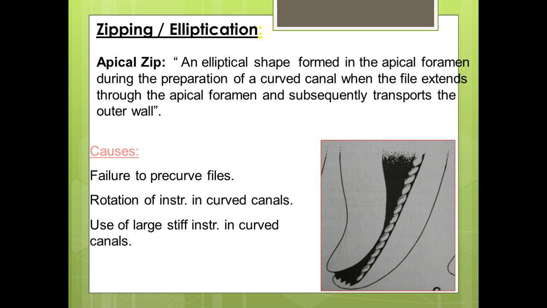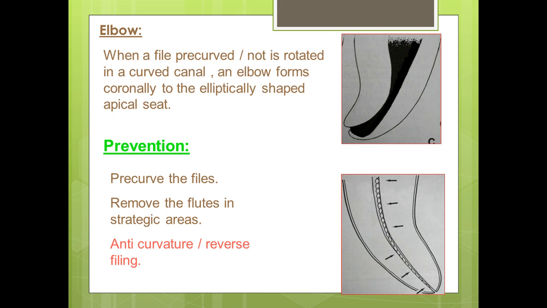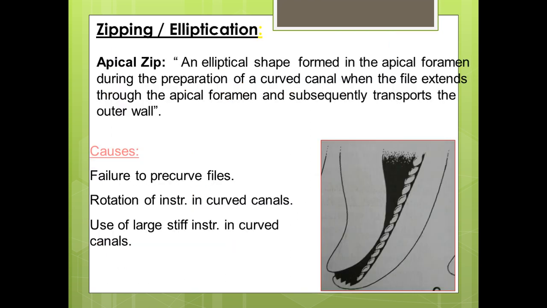So in zipping, the apical foramen tends to become teardrop shaped. See here, teardrop shaped or elliptical. It is transported from the curvature of the canal. It has been transported toward the outer wall of the dentin. So zipping can be prevented by using pre-curved files for the curved canals, using an incremental filing technique, using flexible files, and overcurving the apical part of the file, especially when working in severely curved canals.